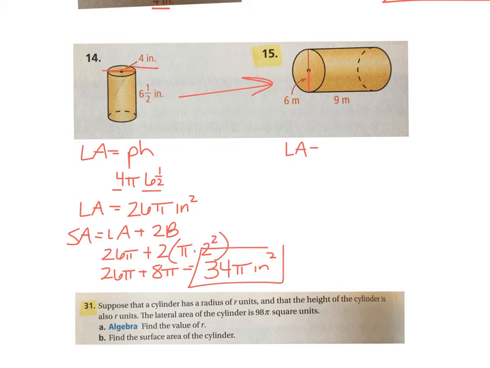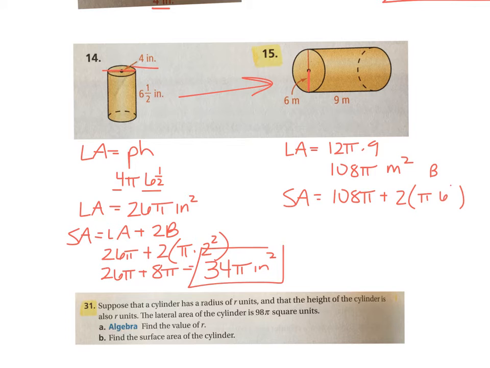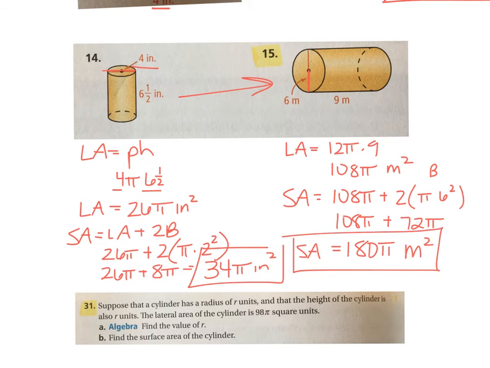So for lateral area, you're doing perimeter of the base, which would be 12 pi, times the height. So 12 times 9 is 108 pi square meters. And then your surface area would be 108 pi plus 2 times the area of the base. The area of your base here would be pi times 6 squared, or 36 pi. So it's 108 pi plus 72 pi. So this would be 180 pi square meters for your surface area. Okay.